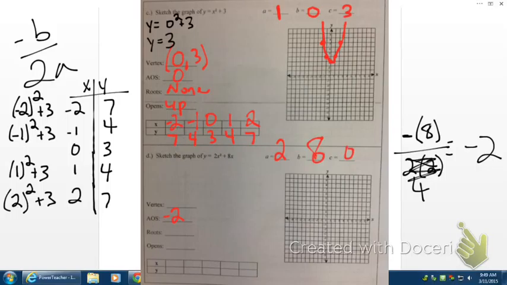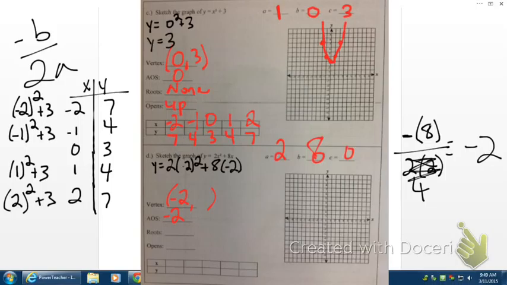Okay? If we know the axis of symmetry is negative 2, we know the x value of the vertex. So now we know that's going to be negative 2. Now we need to find the y value. How do we go about doing that? We're going to insert negative 2 in for x here and here. Okay? So that now it's going to be y equals 2 times negative 2 squared plus 8 times negative 2. Okay? So we're figuring this out.